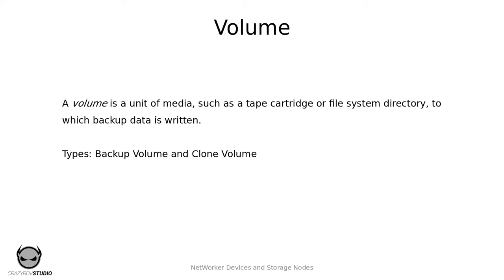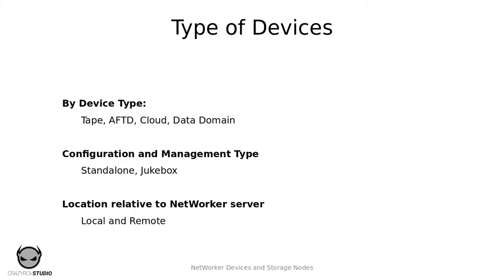So every volume is mounted on a device. A device in NetWorker is a resource which can be a tape drive, a file location, or a Data Domain. A device is basically a physical entity on which a volume is mounted, whereas a volume is nothing but a logical entity. Depending on numerous factors, we have the devices divided into a number of categories.